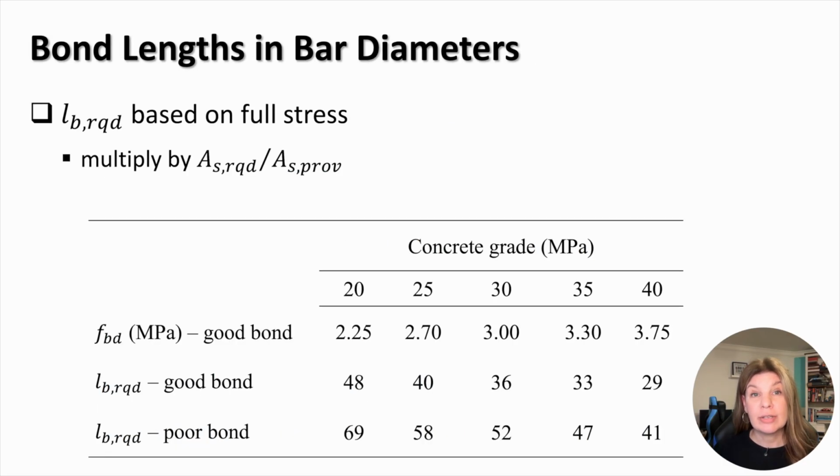The values of the ultimate bond strength and the basic anchorage length are given in this slide for different concrete grades and quality of bond conditions. As you can see, the ultimate bond strength increases while the basic anchorage length decreases with increasing concrete grade. Note that the values of the basic anchorage length are calculated based on the full stress and have to be multiplied by the ratio of required to provided anchored reinforcement.